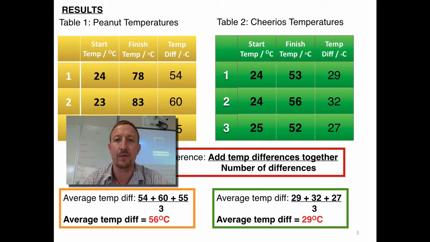So let's do the same for the Cheerios. The average temperature difference will be 29 plus 32 plus 27, hit the equals, and then divide by the total number of temperature differences, which is 3, and I end up with 29 degrees C. So I've got 2 different temperature rises: 56 degrees C for peanuts and 29 degrees C for the Cheerios. Okay, so now I've got my temperature differences. I now need to convert them into energy.